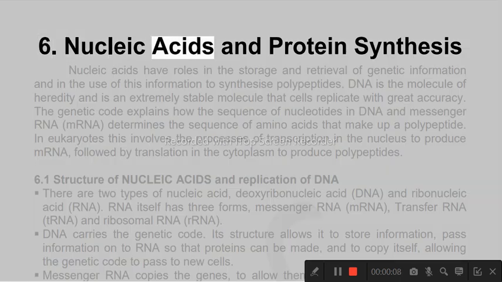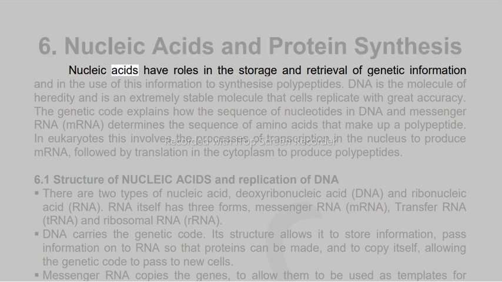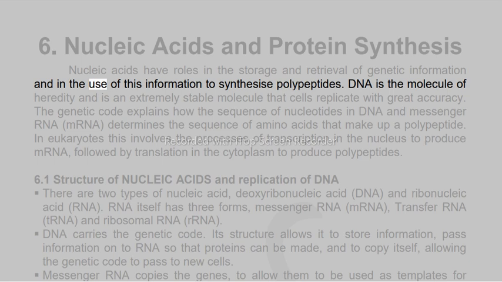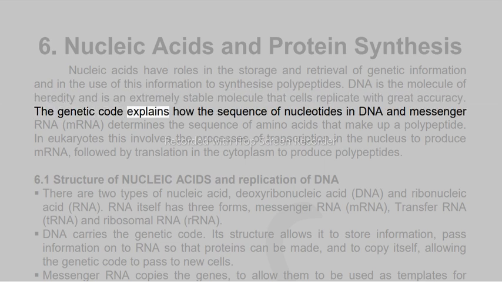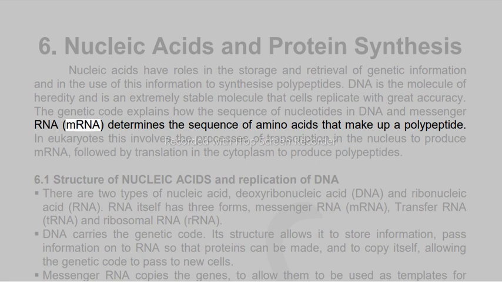6. Nucleic acids and protein synthesis. Nucleic acids have roles in the storage and retrieval of genetic information and in the use of this information to synthesize polypeptides. DNA is the molecule of heredity and is an extremely stable molecule that cells replicate with great accuracy. The genetic code explains how the sequence of nucleotides in DNA and messenger RNA, mRNA, determines the sequence of amino acids that make up a polypeptide.